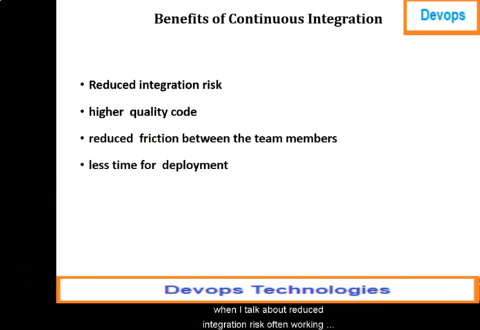When I talk about reduced integration risk, often working on projects means multiple people are working on separate tasks or parts of the code, as I mentioned before. So suppose a team is building an application and that particular team has 10 developers.